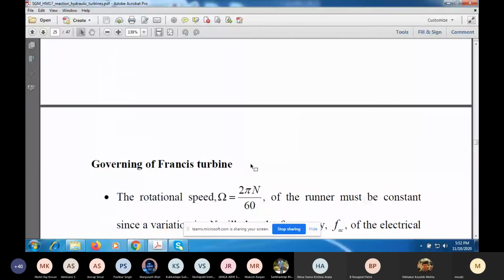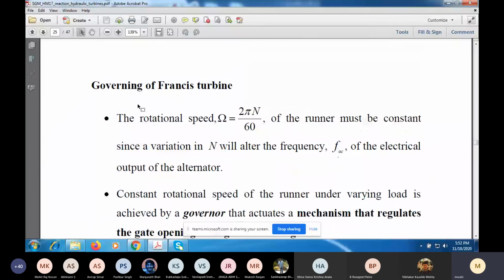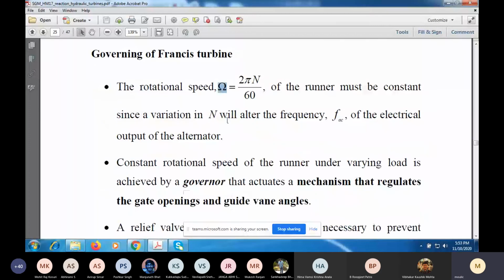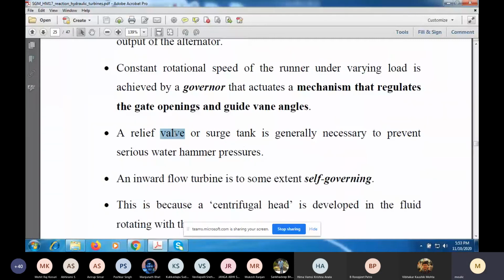Now, we have looked at governing of Pelton turbines. So let us look at governing of Francis turbines. As in the case of the Pelton turbine, the speed must be kept constant, otherwise the line frequency of the electrical output will change. So here you will have a governor which will actuate a mechanism that will regulate the gate openings, the wicket gate openings, and the guide vane angles. And usually a relief valve or surge tank is put so that when you change the vane angles, the pressures generated by the water hammer effect are not too large.